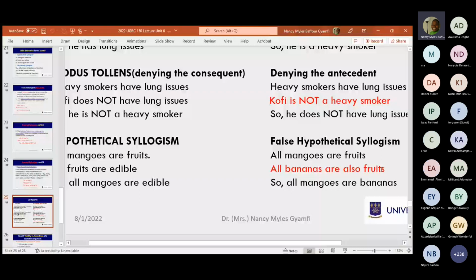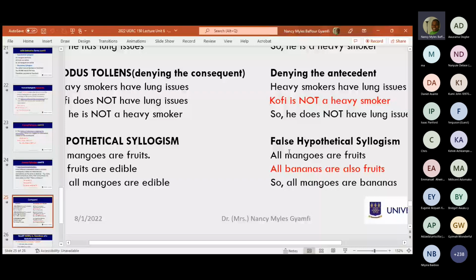No, sir. All pastors go to the club. All bouncers also go to the club. Therefore, all pastors are bouncers. No, sir. The fact that two antecedent issues converge at the same consequence doesn't mean they are the same. It's a false hypothetical syllogism.